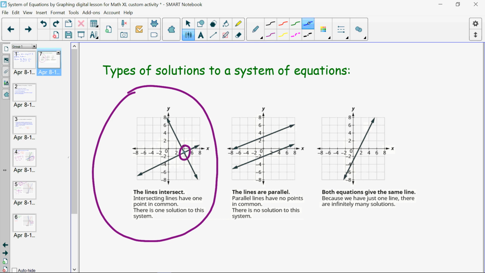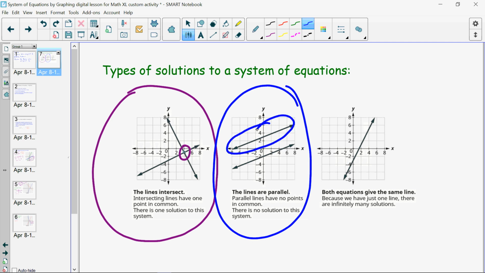You might get 2 lines that look like this. They never cross. Well, if they never cross, then that means all of the solutions on this line are separate from all of the solutions on that line. They don't have any solutions in common because they don't touch. Because every point on the top line is its own solution. Every point on the bottom line is its own solution. They don't have anything in common. They don't share a solution. They don't touch. So you can read the bottom part there.